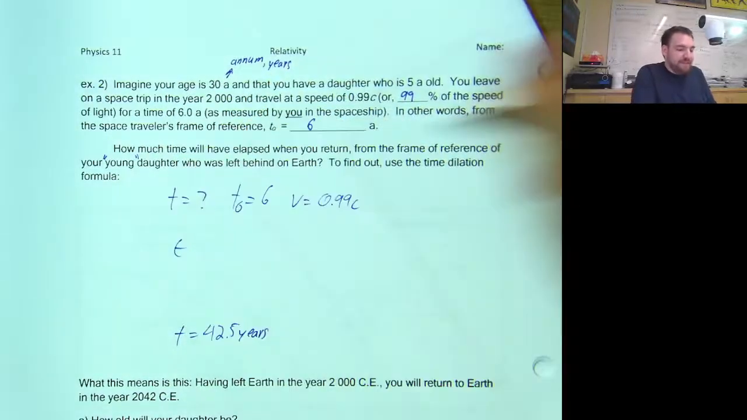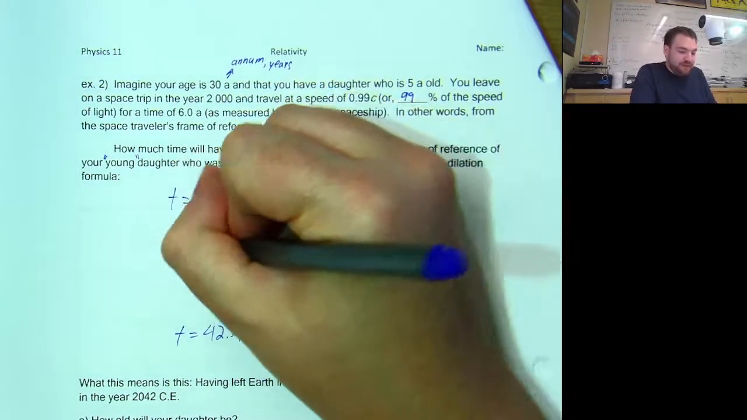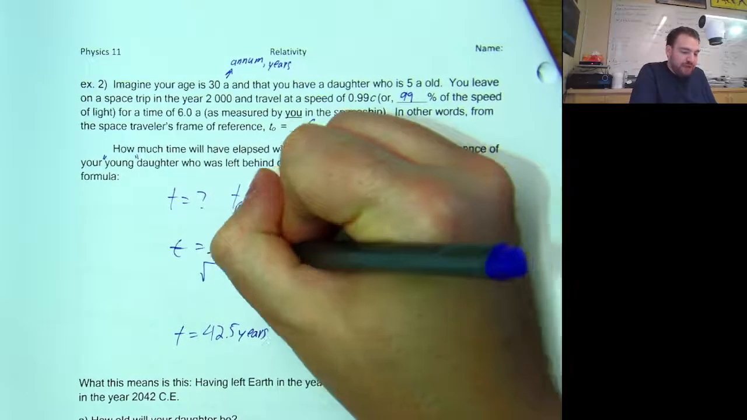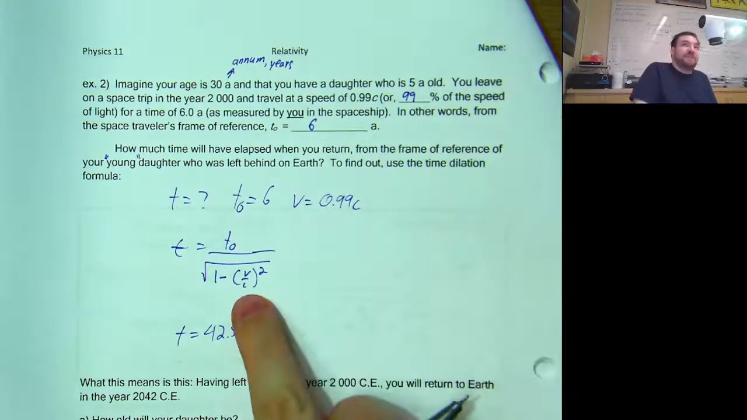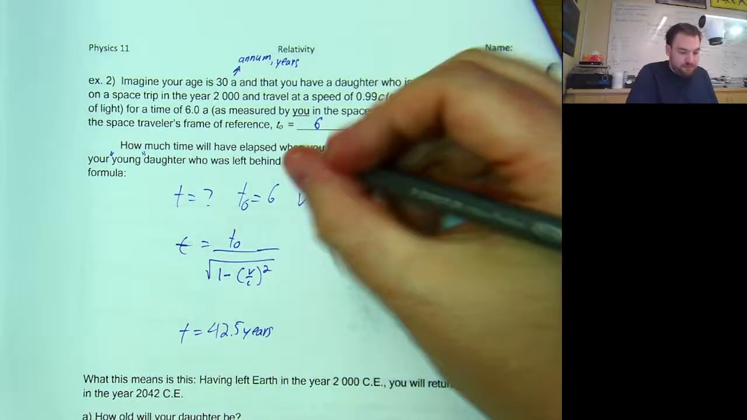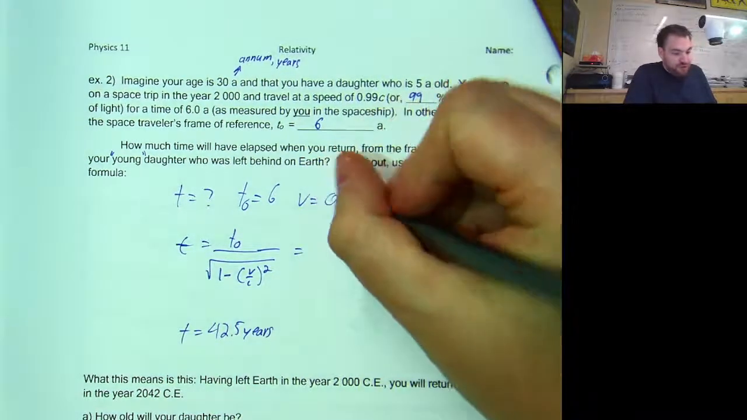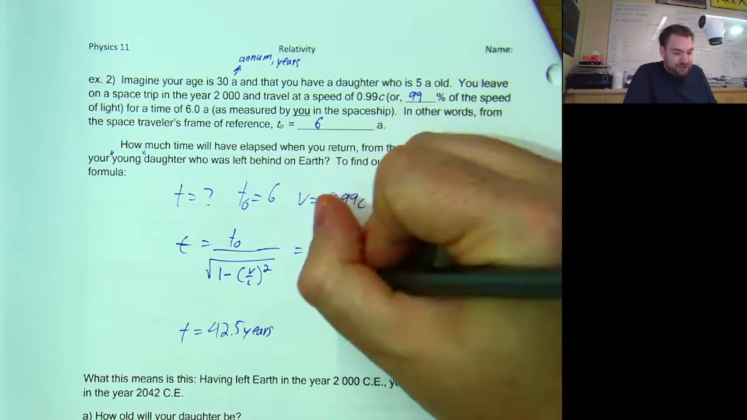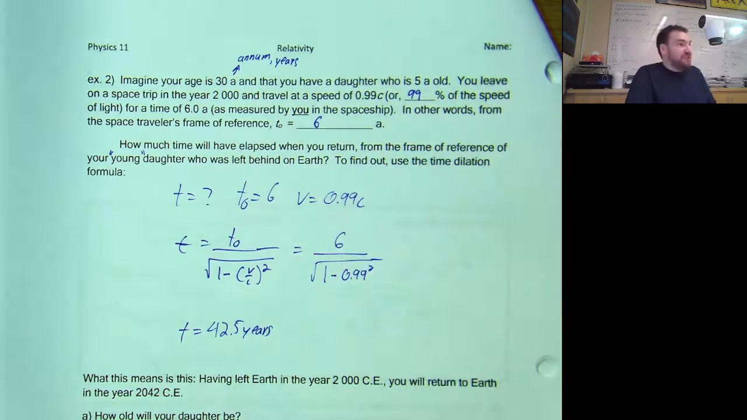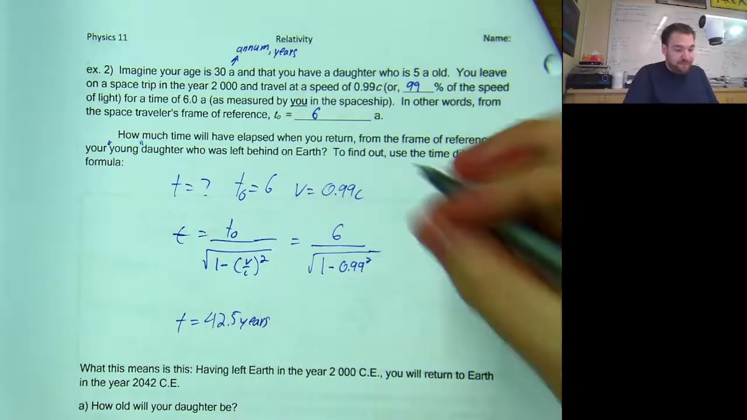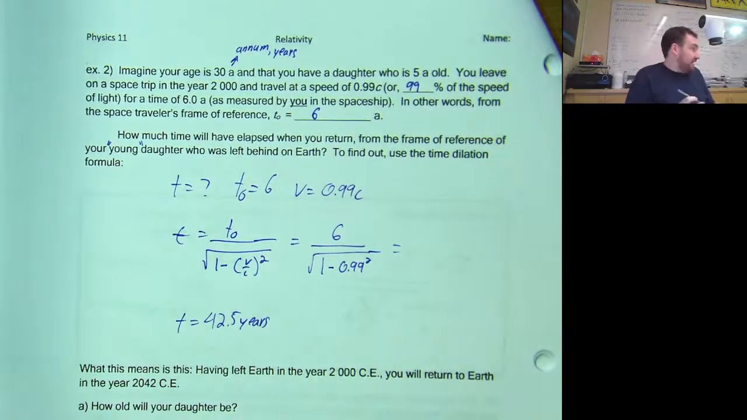I'm going to write this a little bit differently. T equals T sub 0 over the square root of 1 minus V over C, all squared. I'm just going to simplify this piece. So 6 divided by the square root of 1 minus 0.99 squared, because the C's have canceled. Hannah already did the calculation. It's 42.5 years. Double check that Hannah's right.